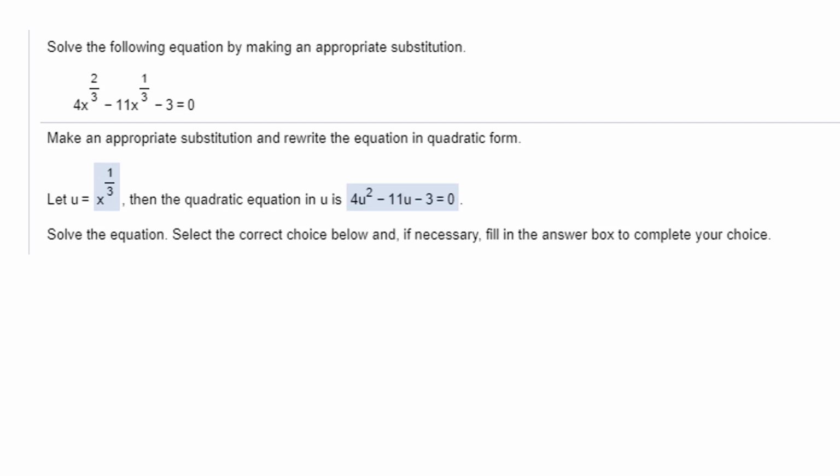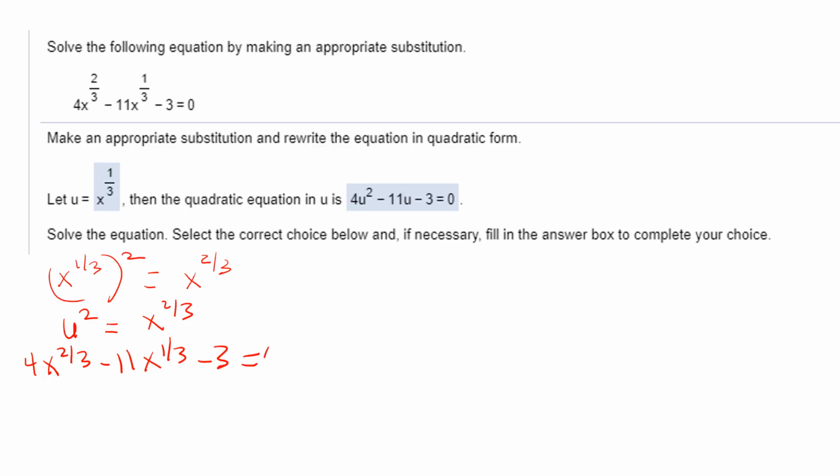If I take x to the 1/3 power and square it, the power on the power rule says I take 1/3 times 2, which gives x to the 2/3 power. So if I let u equal x to the 1/3 power, then u squared is x to the 2/3 power. Taking our equation 4x to the 2/3 power minus 11x to the 1/3 power minus 3 equals 0, and substituting in, it becomes 4u squared minus 11u minus 3 equals 0.